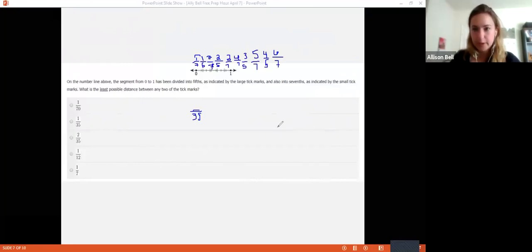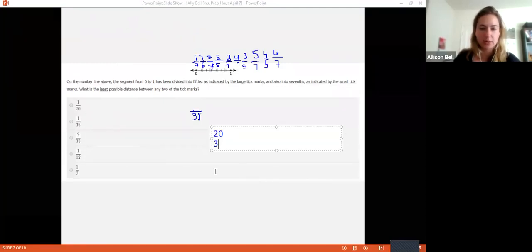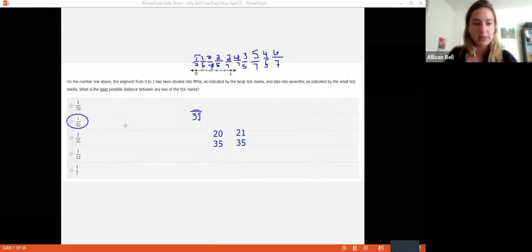All right. So if you're working through this, what you're eventually going to find is that you have some tick marks that are 20 over 35 and 21 over 35. So when you subtract them, you get 1 over 35. And you don't end up getting any smaller distances. You don't need to use a denominator of 70 for any of these fractions. So the correct answer is B.